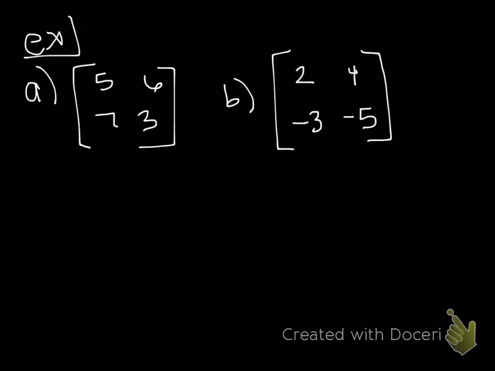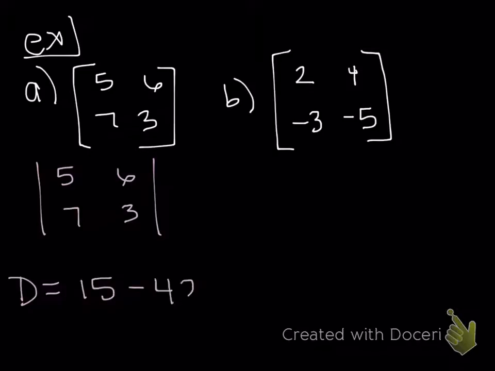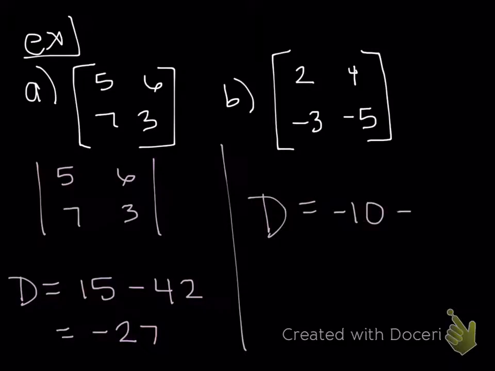So here's just some quick practice on finding the determinant. Again, when you see the notation of the bars, that means they're asking you to calculate it, even if it doesn't say so in the directions. So I would do 5 times 3, which is 15, minus 42, which is going to equal negative 27. Letter B, I have negative 10 minus a negative 12. So the double negative will make a positive, and this will end up coming out to positive 2.